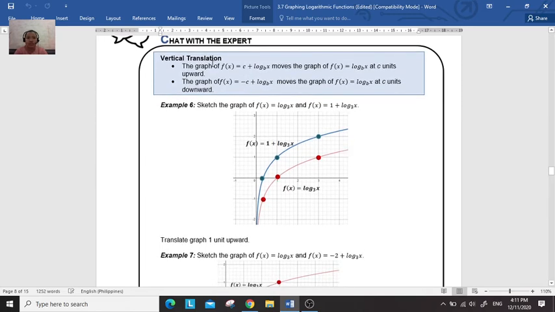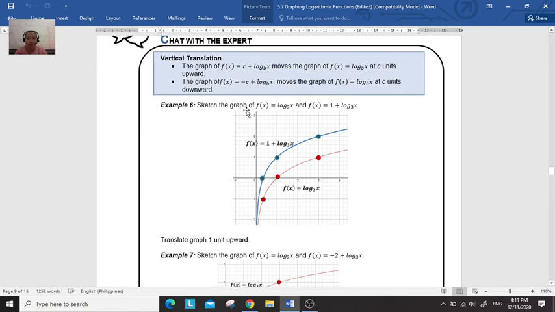Okay, vertical translation. Vertical translation involves the following statements. The graph of f of x is equal to c plus log x base b moves the graph of f of x is equal to log x base b at c units upward. So here we have the c plus this logarithmic function. Okay, so we are going to move c units upward.